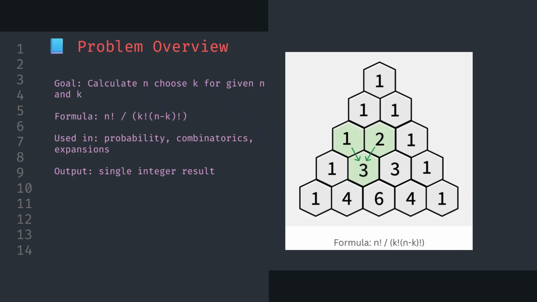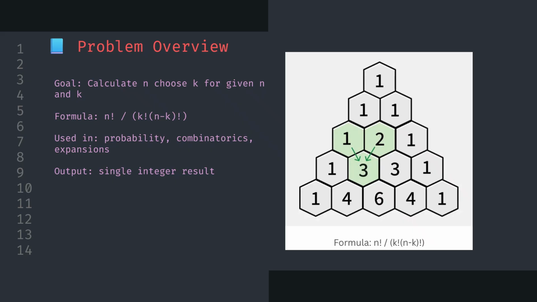Binomial coefficients appear in combinatorial problems and polynomial expansions. Given n and k, we want to find the number of ways to choose k elements from n. This is sometimes called n choose k in statistics.